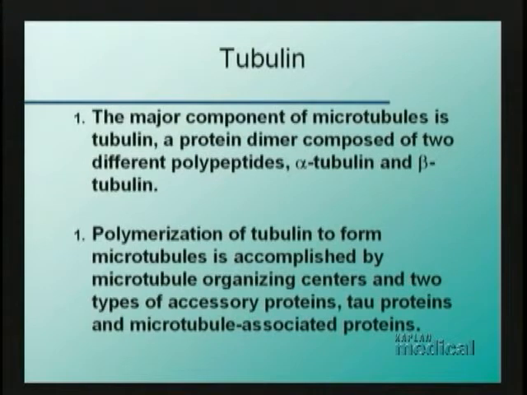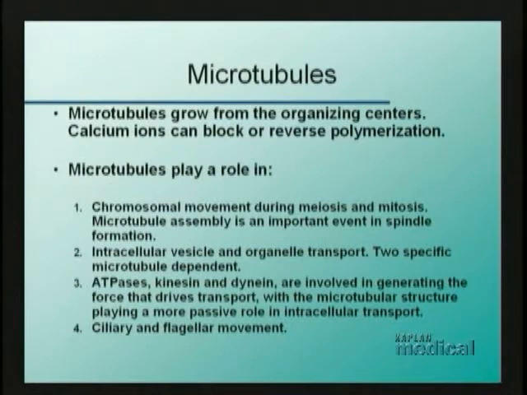So now, being more specific, let's look at microtubules first. The major element of microtubules is basically tubulin that has an alpha and beta tubulin polypeptide subunit. And basically, these are polymerized to form microtubules by organizing centers, and also assisted by two accessory proteins, tau proteins, and what are called MAPs, or microtubule associated proteins. And fundamentally, here are the details about what microtubules are involved in. They are involved, obviously, as we said earlier, in the mitotic spindle, where they play a direct role in chromosomal movement during either stages of meiosis or mitosis.